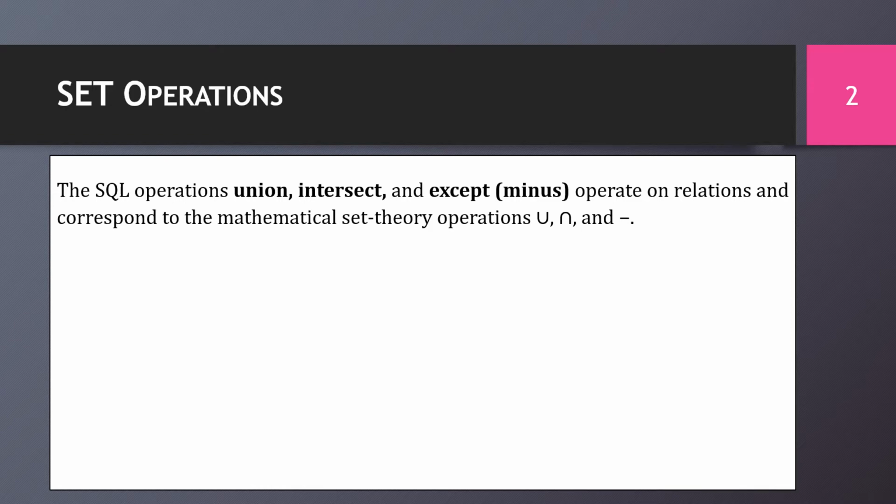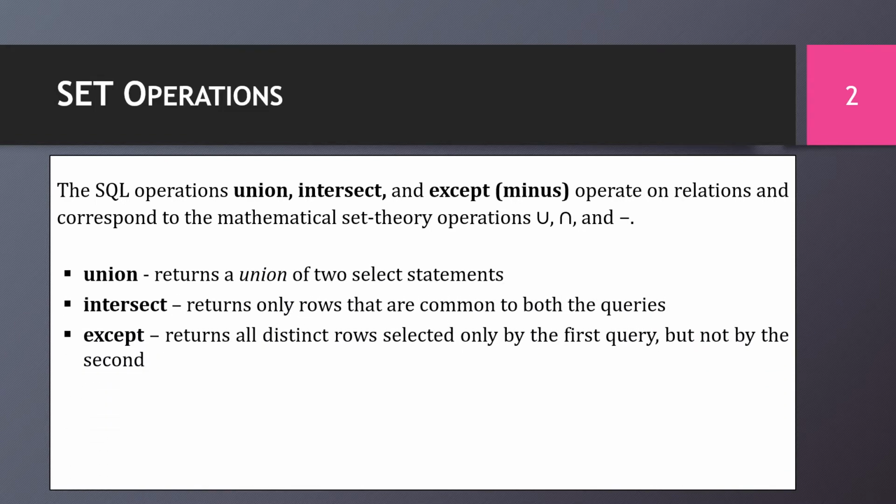We are using the select statement to implement these operations. The union keyword returns a union of two select statements. The intersect operation returns only those rows that are common to both the queries. The except operation returns all the distinct tuples selected only by the first query but not by the second. It is equivalent to the minus operation, that is, the set difference A minus B. So it returns only those tuples selected by the first query but not by the second.